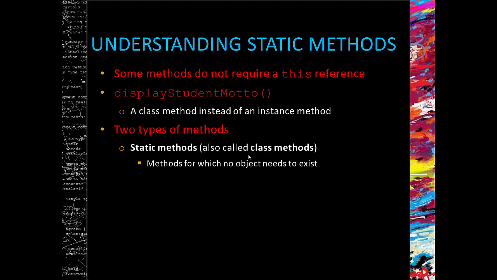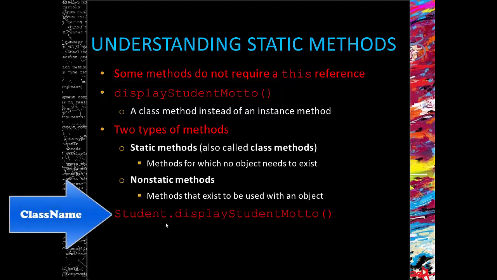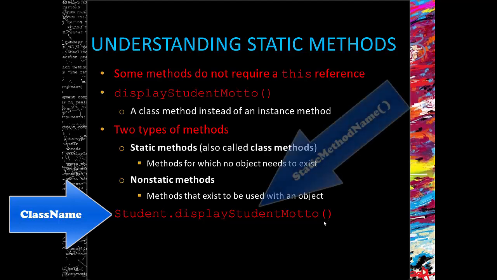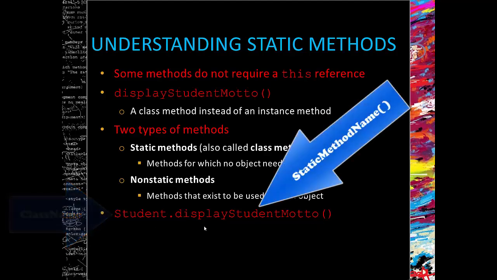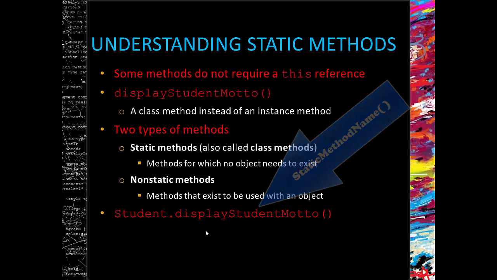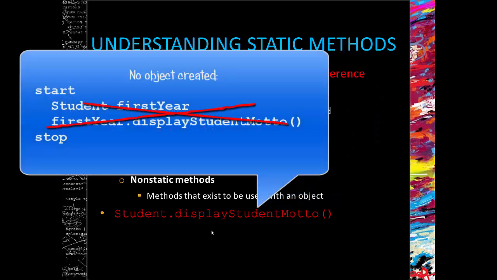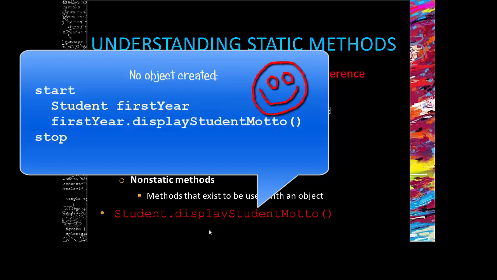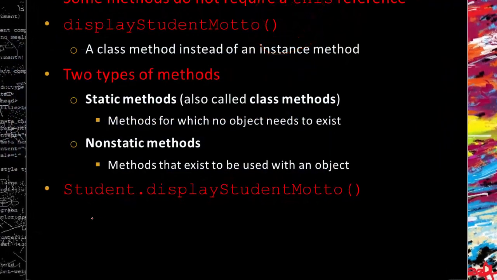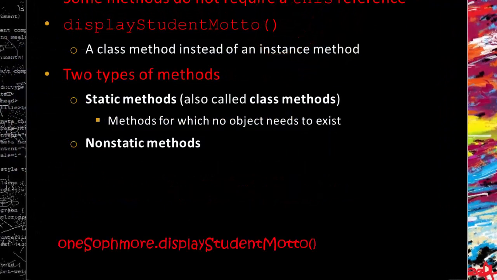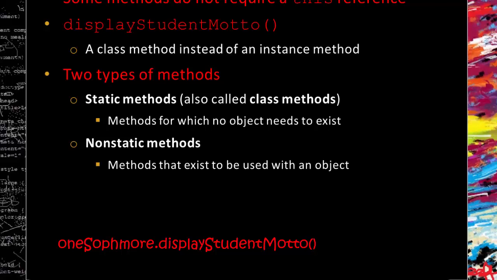So how would we actually use the displayStudentMotto method without instantiating a Student object? Well, that's pretty simple. Student, the class name, dot displayStudentMotto. As you can see, no object has been created. So no object is really necessary with static methods, but it will function if you do use an object with it, for example oneSophomore.